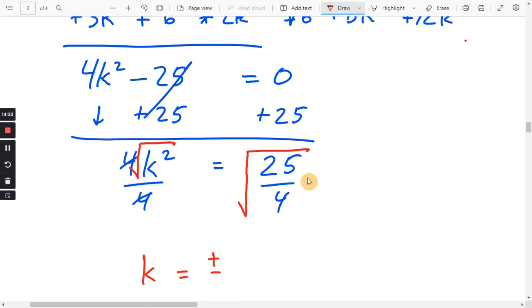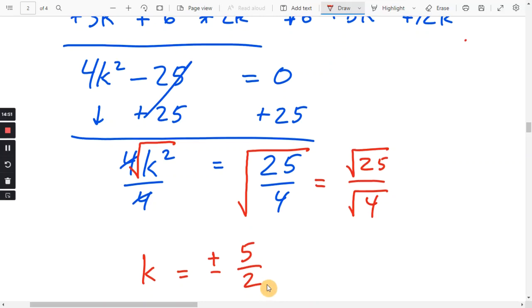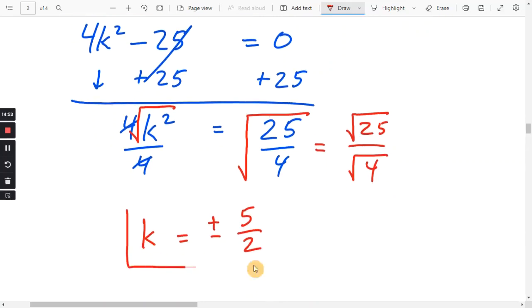All right. So when you take the square root of a fraction, you do the square root on the numerator, and you also do the square root on the denominator. Square root of 25 is 5. Square root of 4 is just 2. So there's 2 answers. Plus 5 halves and minus 5 halves, negative 5 halves.